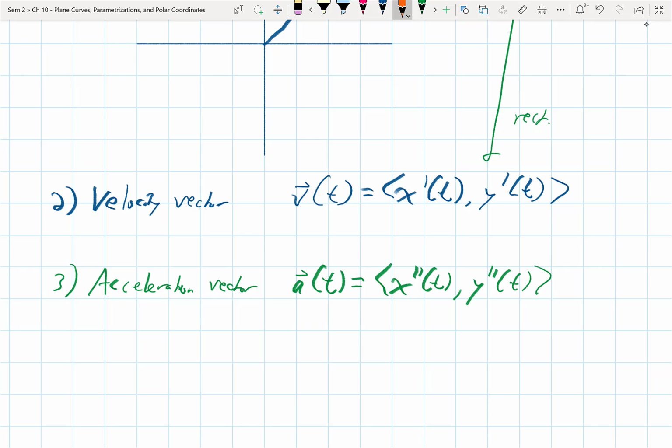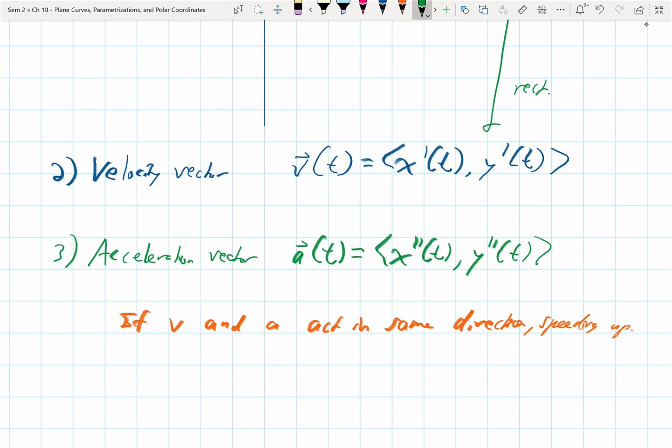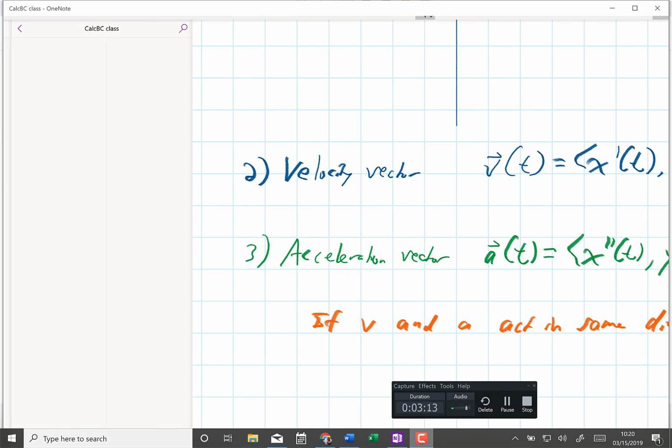You guys should know that if velocity and acceleration act in the same direction, then we're talking about an object speeding up. And the opposite is true. If they are acting in opposite directions, then the object is slowing down. So a couple of you on an AP problem thought that if velocity is negative, the object's slowing down, and that's not necessarily true.